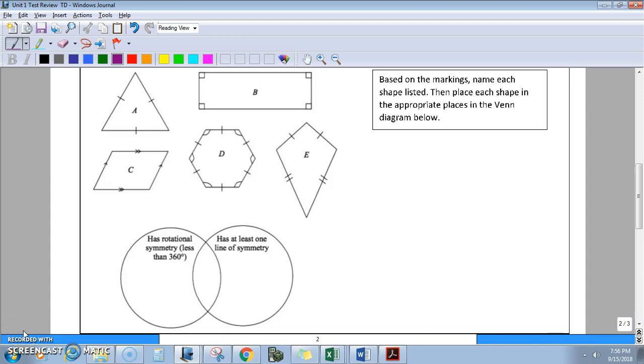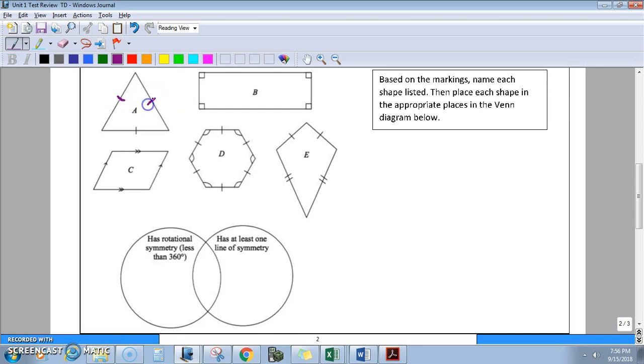All right, you guys. Based on the markings, name each shape listed, then place each shape in the appropriate places in the Venn diagram below. So how about I just draw some lines through there? So the markings, why don't we take this time to review?